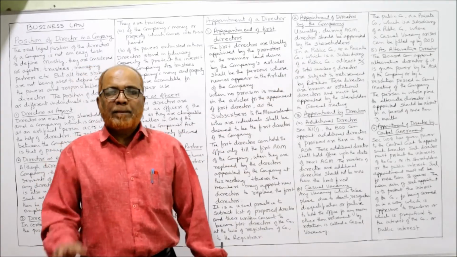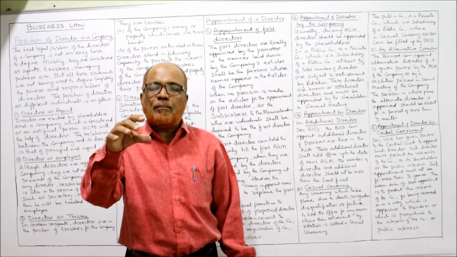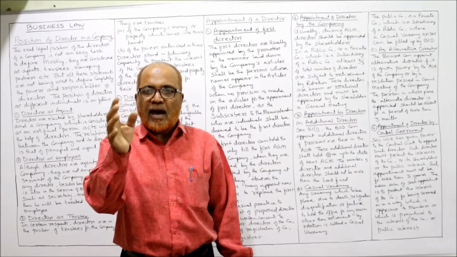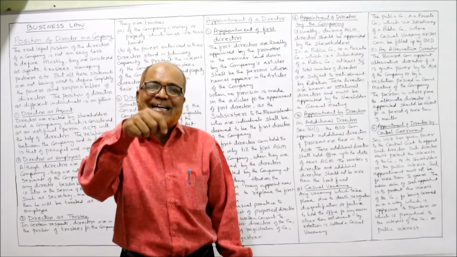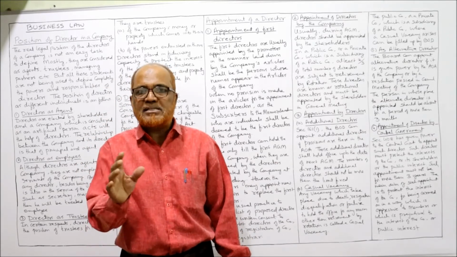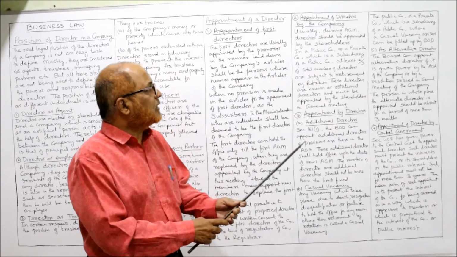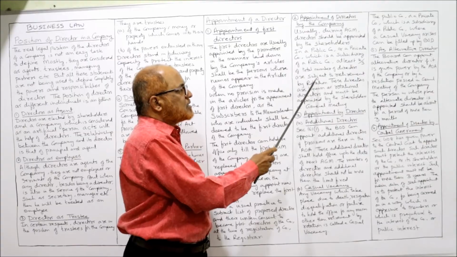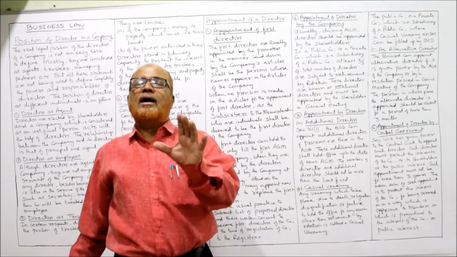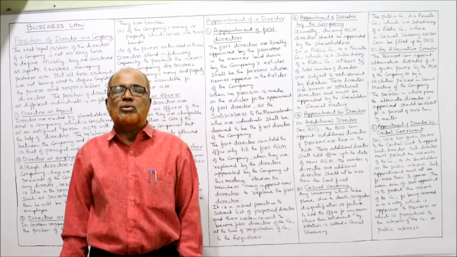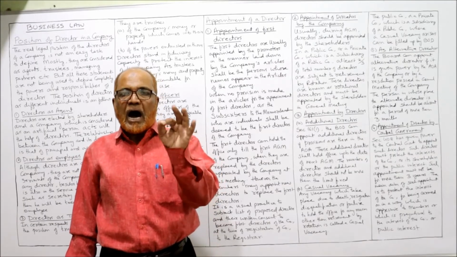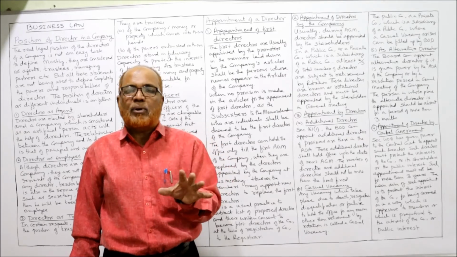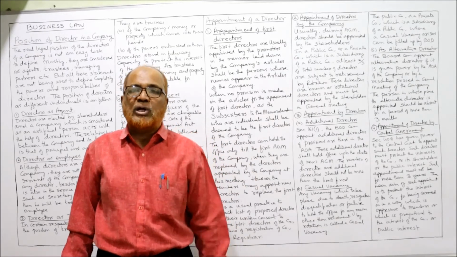In a public company or a private company which is a subsidiary of a public company, remember, every public company and the private company which is a subsidiary of a public company must have at least two-thirds of the total number of directors subject to retirement by rotation. So according to the provisions of the Companies Act 2013, every year at least two-thirds, 2 by 3, of the total number of directors should retire by rotation.